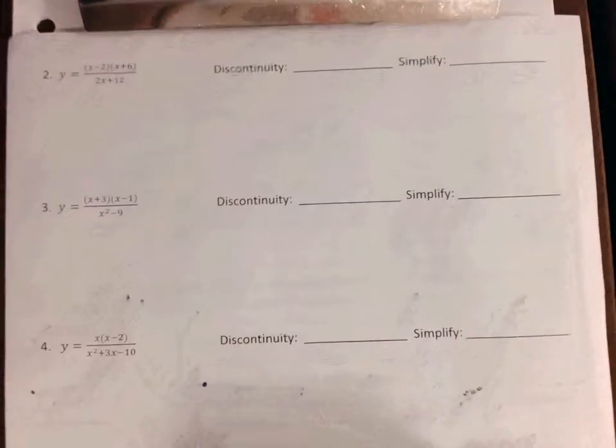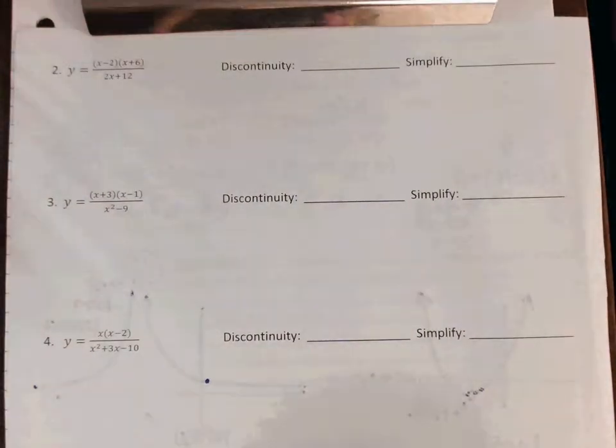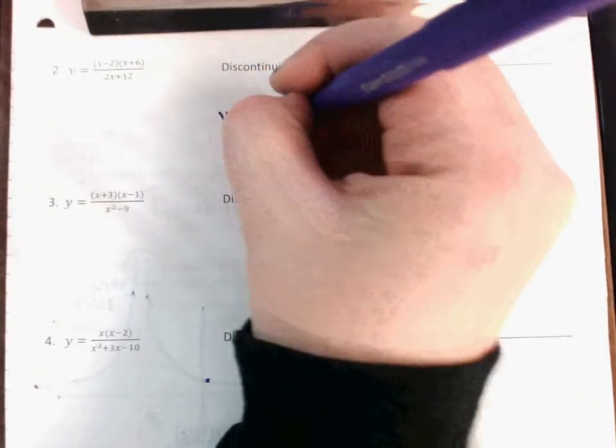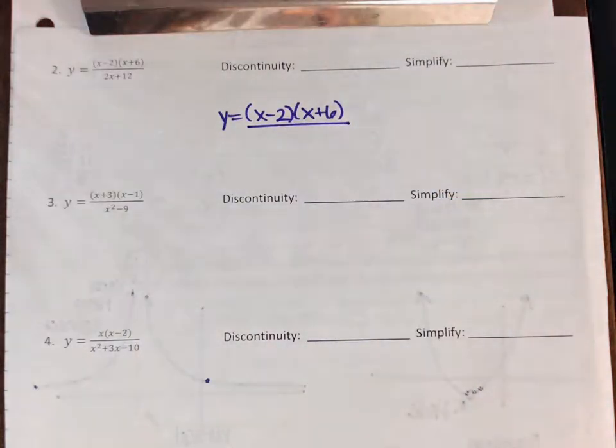Okay, look at number 2. Okay, the top is already done for us again. That's good. X minus 2, x plus 6. But then on the bottom, I have to break that 2x plus 12 up. So we just did a T-chart.